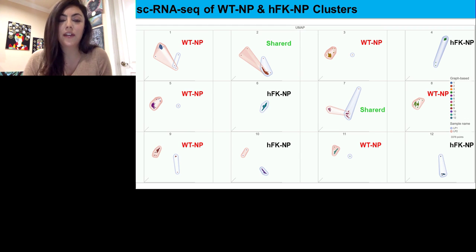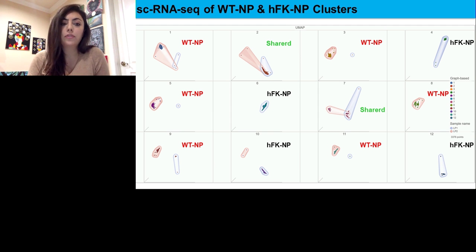And what we identified was, indeed, there were 2 clusters that were shared by human fetal kidney and Wilms tumor nephron progenitors, which were clusters number 2 and 7. But we were able to identify 6 clusters that were mostly expressed by Wilms tumor nephron progenitors. We also identified 4 clusters that were solely expressed by human fetal kidney nephron progenitors.